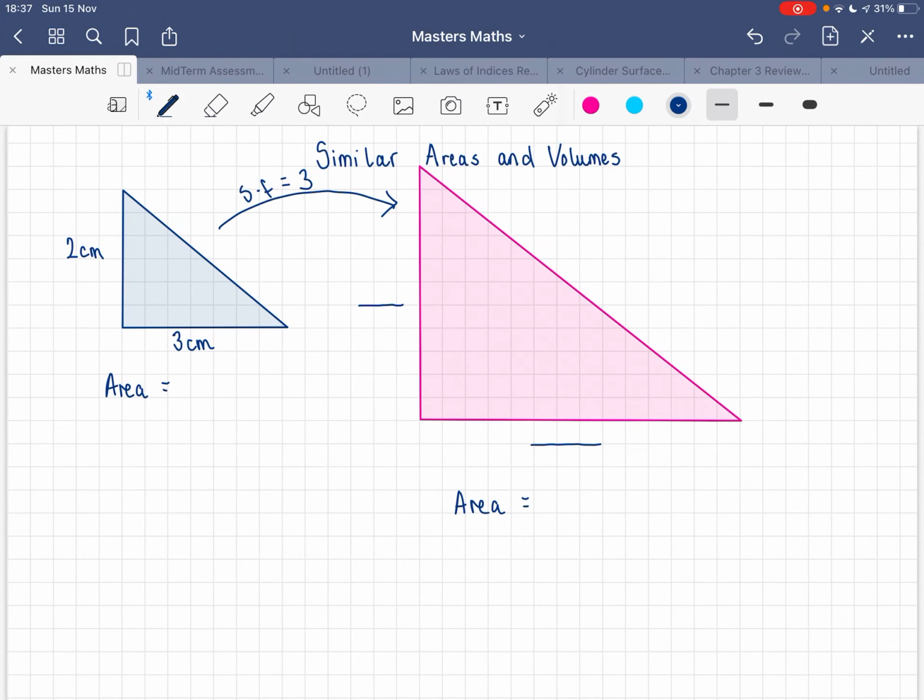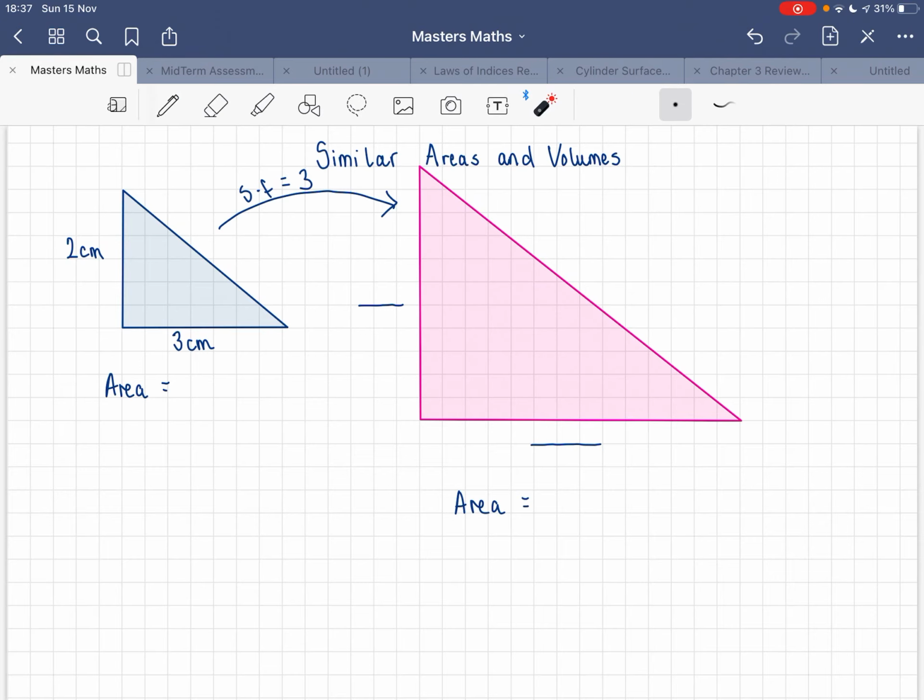Hello. In this video, we're going to look at similar areas and volumes. We said that when you are looking at enlargements and similar shapes, we use the scale factor. But something interesting happens when you look at the areas and volumes of similar shapes. This little blue triangle has been enlarged by a scale factor of 3 to get this big pink triangle. We're going to look at the lengths first because we know what to do there.